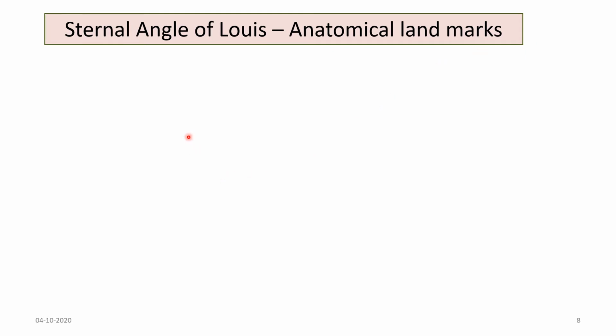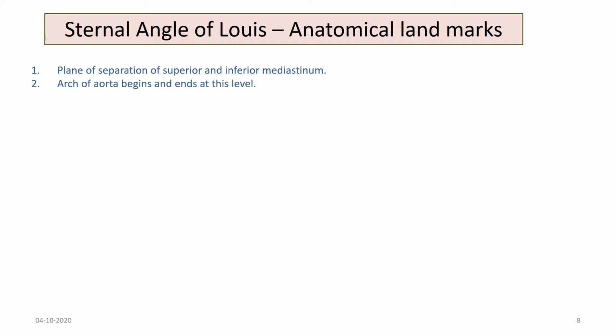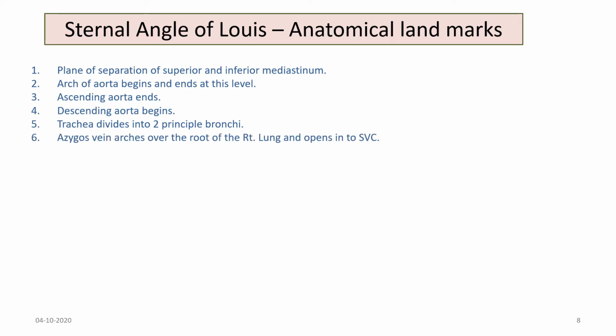The expanded list of anatomical landmarks at the sternal angle of Lewis: it forms the plane of separation of the superior and inferior mediastinum. The arch of aorta begins and ends at this level. The ascending aorta ends. The descending aorta begins at this level. The trachea divides into two principal bronchi.